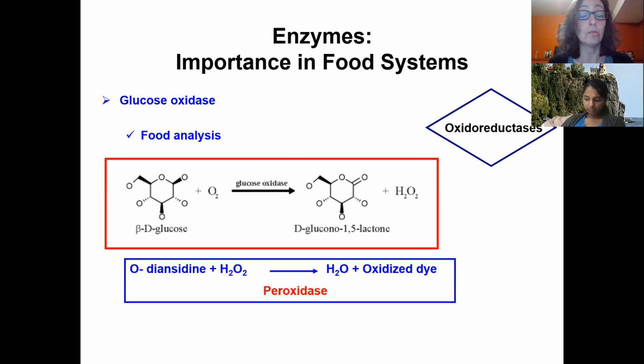I lied, we still have glucose oxidase. This glucose oxidase is used in food analysis for detection and quantification of glucose. It requires two enzymes. Glucose oxidase produces hydrogen peroxide and gluconolactone. The hydrogen peroxide is used to oxidize a dye in the presence of peroxidase. Then the peroxide is reduced and the dye is oxidized, basically. Then you can measure the absorption and relate it to glucose by standard curves.